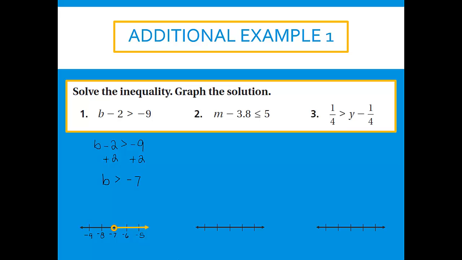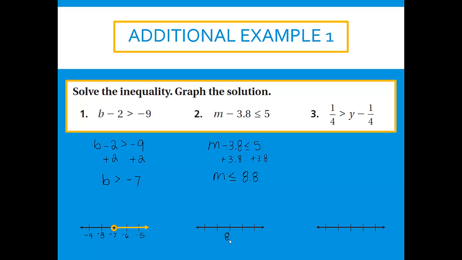Now for number 2, we have m minus 3 8/10 is less than or equal to 5. So we're going to undo the subtraction by adding 3 8/10 to each side. And when we do this, we're going to get m is less than or equal to 8 8/10, so 8.8. Now we can go ahead and graph our inequality. So we'll go ahead and fill out the number line.